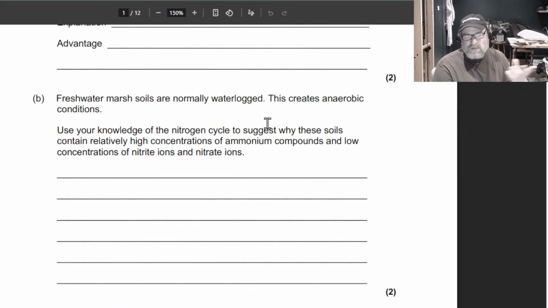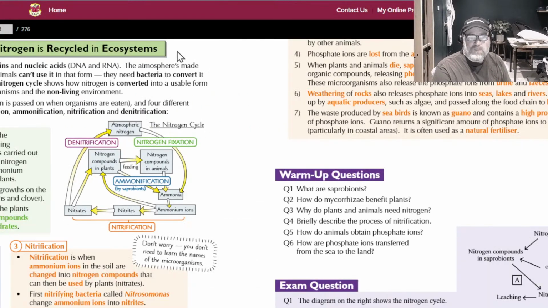Look, this was the one about the waterlogged soil. This creates anaerobic conditions. Use your knowledge of the nitrogen cycle. Suggest why these soils contain relatively high. So I'd be like, okay, I'm stuck. I don't know what to put. So I'd go here and have a look and see if I can work out the answer from there. So I would have all of this open when I'm revising on my laptop. And that way, yeah.